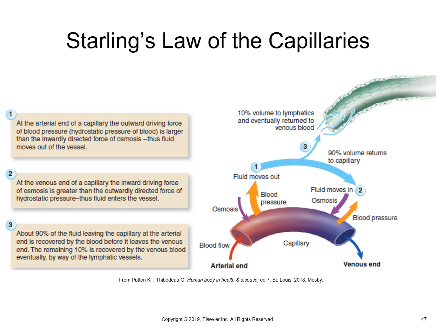So again, Starling's law of the capillaries is basically vital for tissue hydration and also waste removal. The balance between hydrostatic pressure and osmotic pressure is going to ensure that those nutrients reach the cells, and also that that excess fluid is going to be removed.